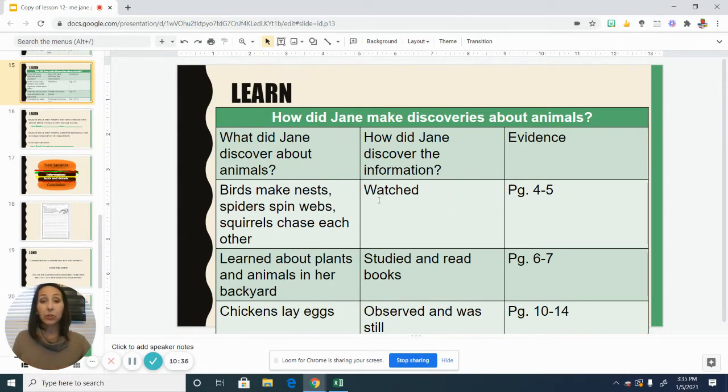Now, you can't just write "watched" as your sentence, right? That's not a complete sentence. So we can use the chart to help us then create complete sentences. Maybe something like, she watched the animals in her backyard, or, she observed the chicken in the chicken coop, period. And those could be possibly two details you could include in your informative paragraph.